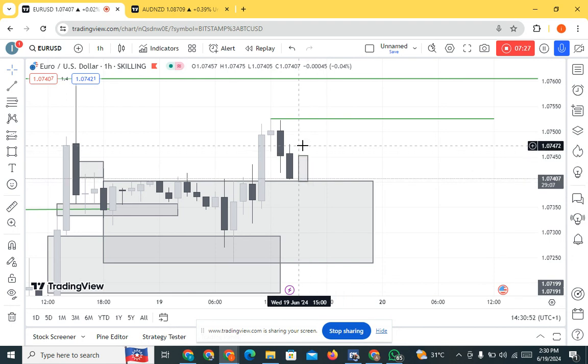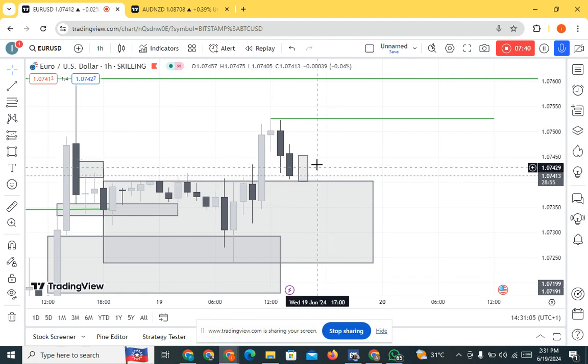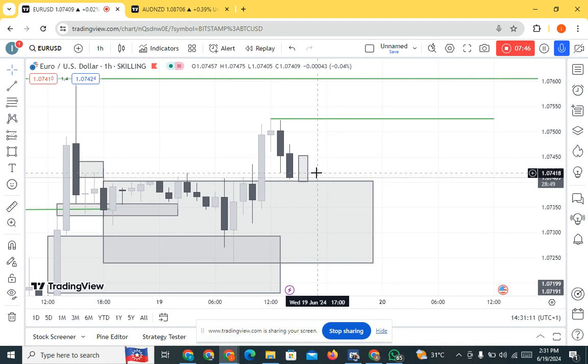If you do not get this rejection, do not do anything else until you get this rejection. You wait for the rejection to close. When it closes, you can then go down to your lower time frame and take your entry. You understand? So that is how the entry model works.